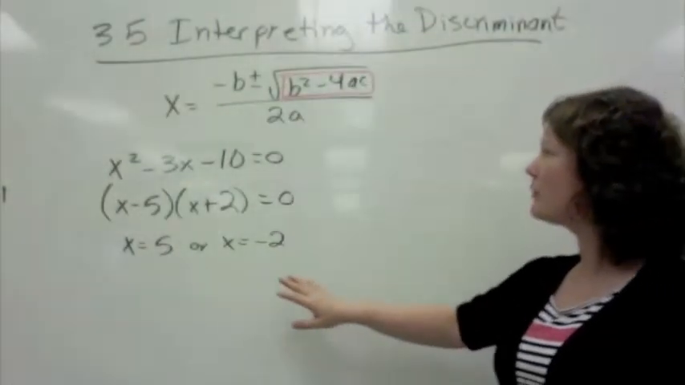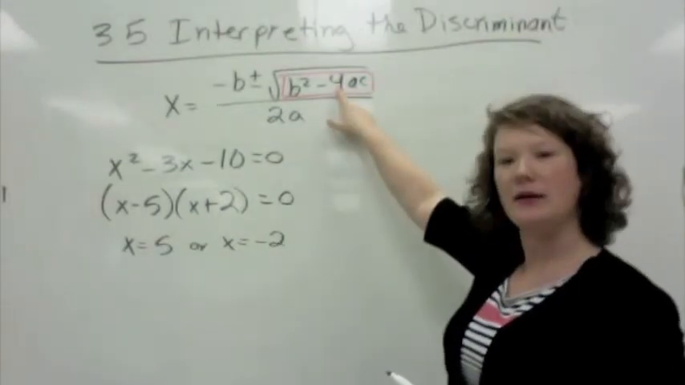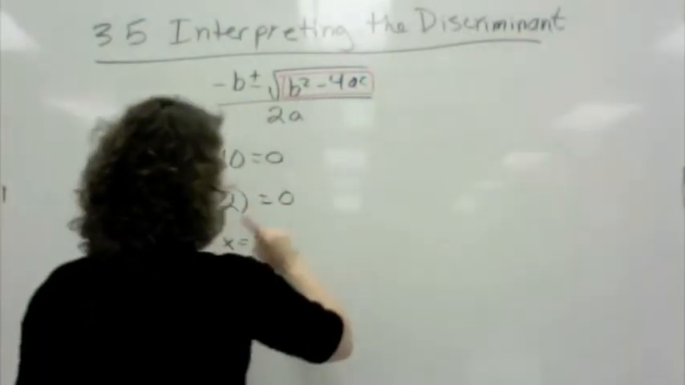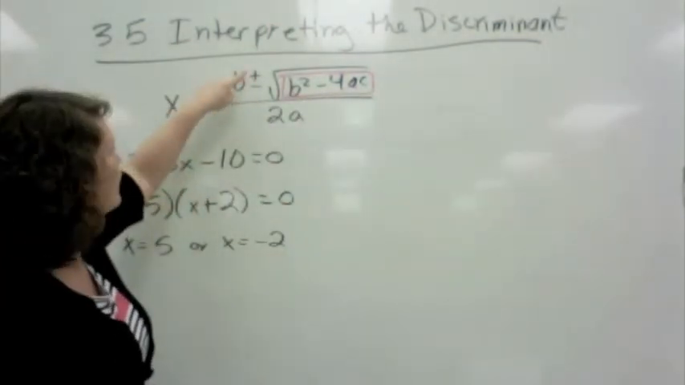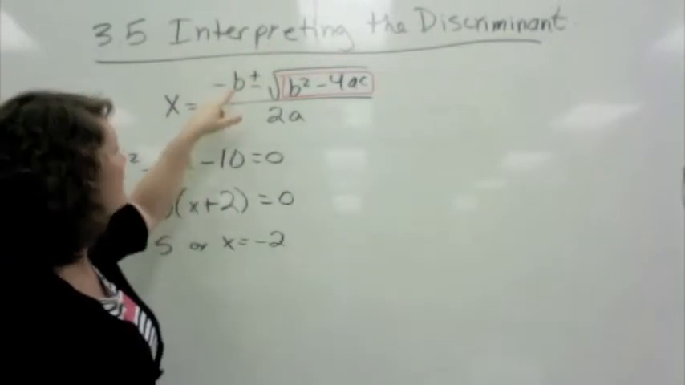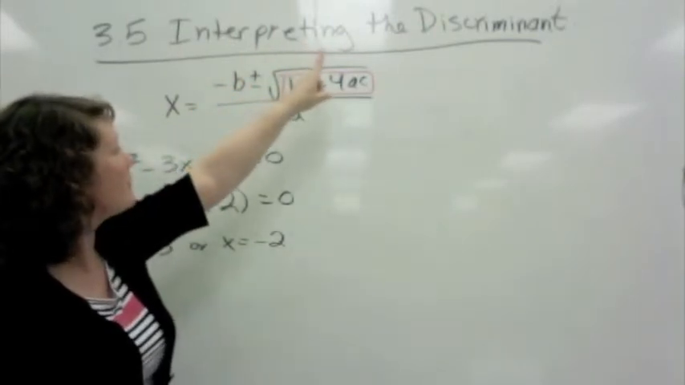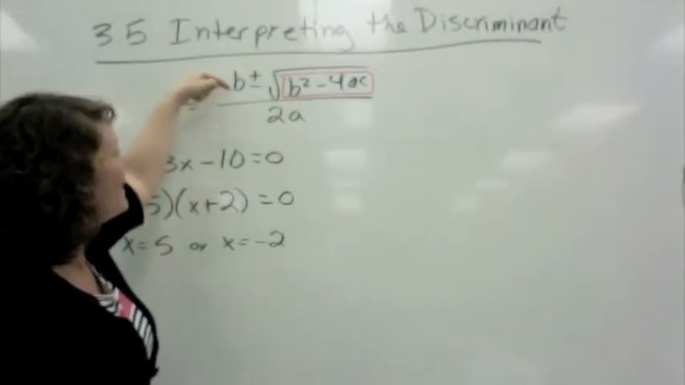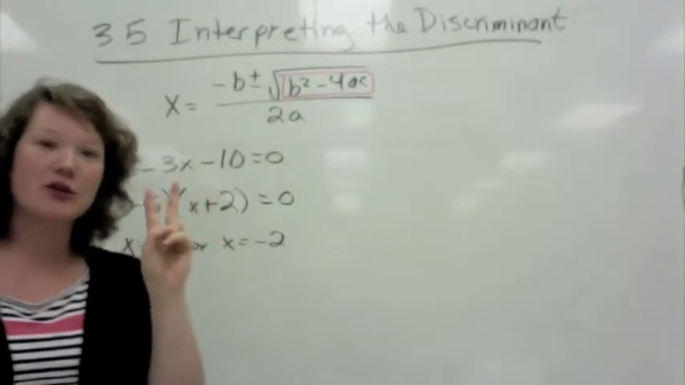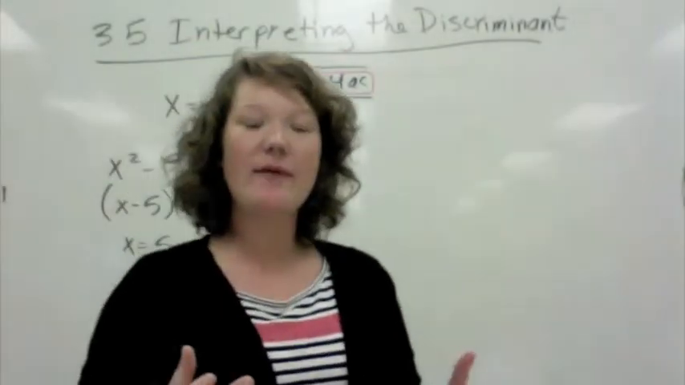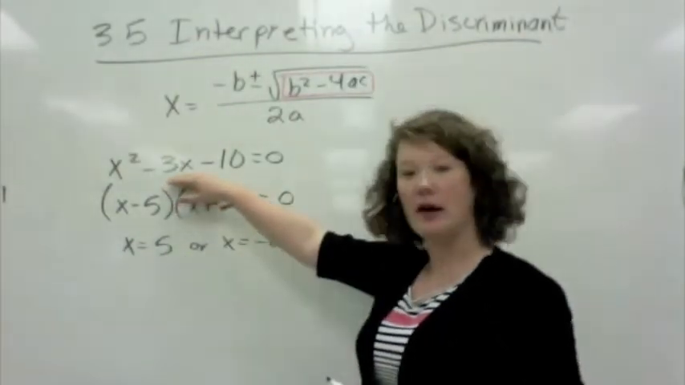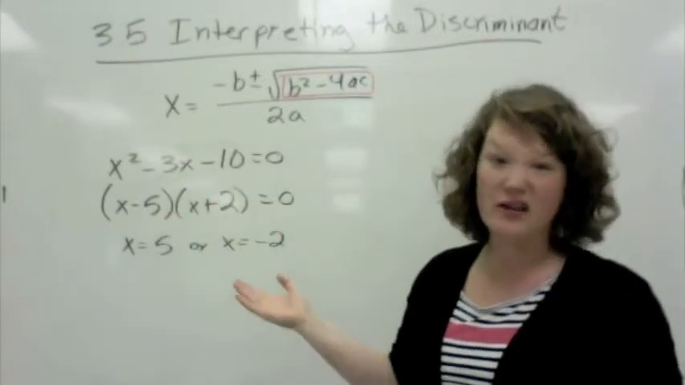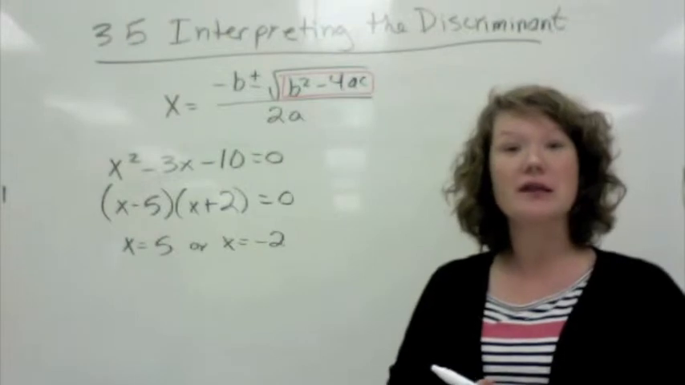If we have two real roots, then the discriminant is going to be greater than 0. Think about it. If it's greater than 0, then we're going to have negative b plus the square root of b squared minus 4ac over 2a, and we're going to have negative b minus. So there are going to be two distinct roots. If I were to give you this quadratic equation and ask how many roots there are, you could factor it and say there are 2, or you could use the discriminant.